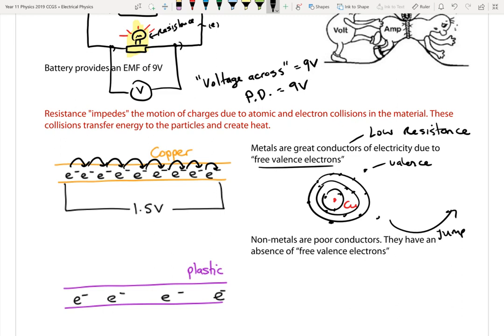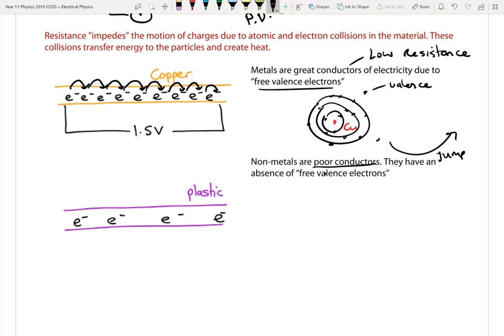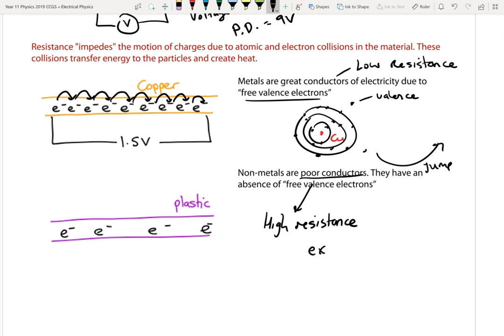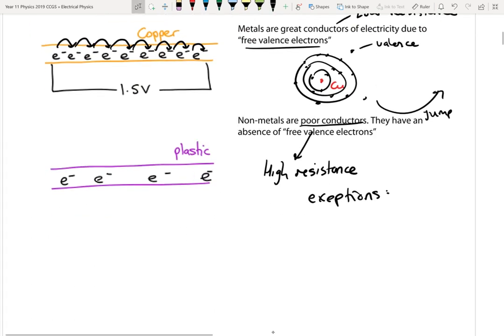Non-metals are poor conductors, and they generally have a high resistance. What are the exceptions? Can I spell exceptions? Yes, I can. Do we know the non-metals that can conduct electricity? It does have a C. God damn it. Lucky, graphite is one. If you want to be fancy, we can have another allotrope of carbon, graphene.